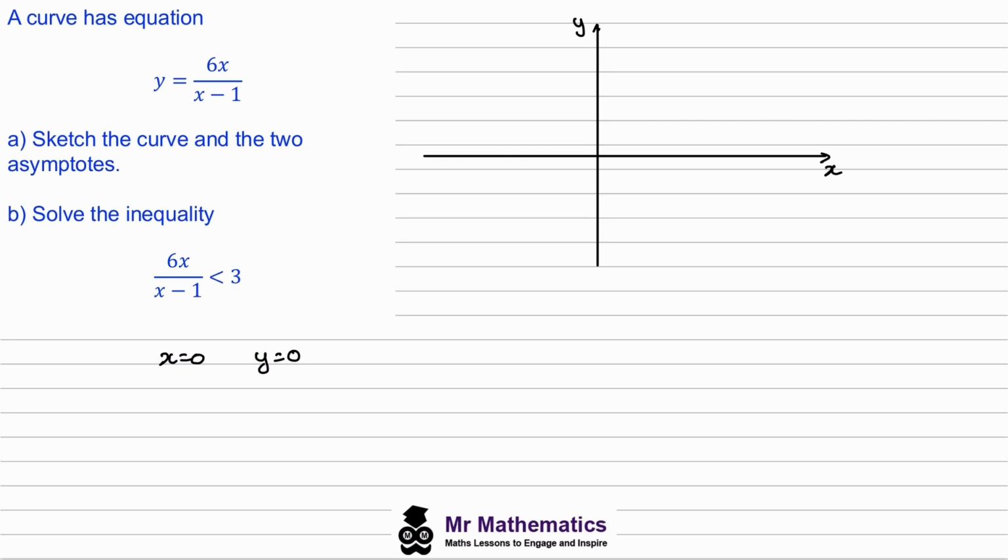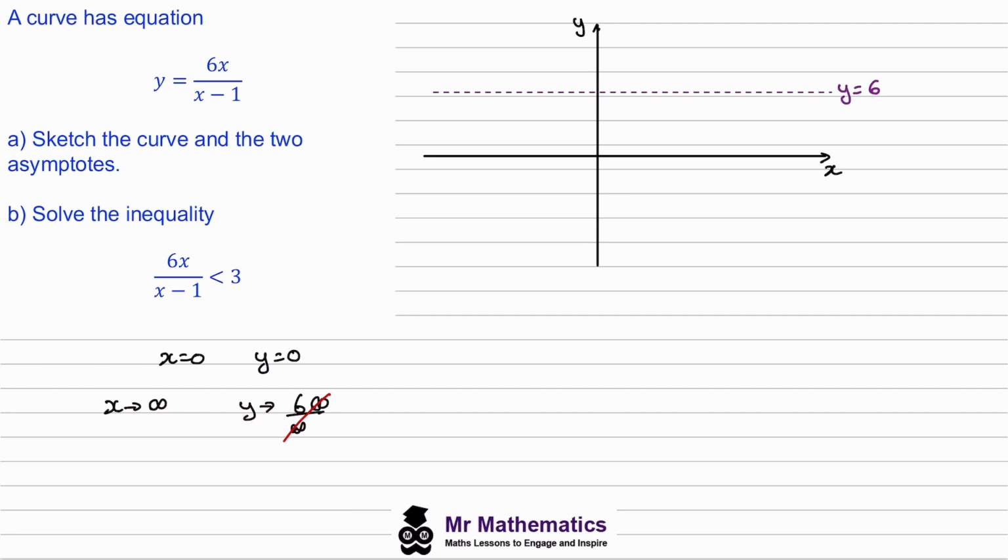Another coordinate is if we say x tends to infinity, then y will tend to 6 lots of infinity over infinity minus 1. Now, when we're dealing with infinity, the negative 1 becomes negligible, so we don't need to consider this. And then you can see that the two infinities will cancel. So as x tends to infinity, y will tend to 6. And I'll sketch this on our graph.